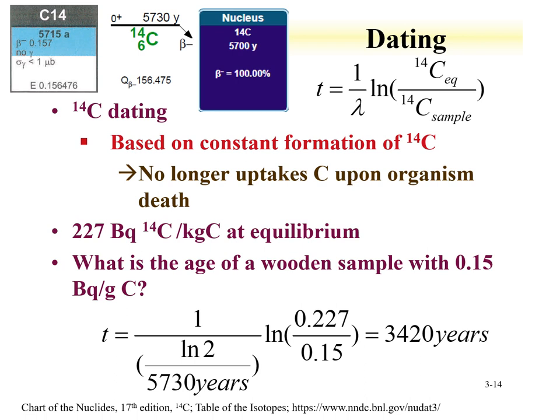Let's rearrange these equations and we get the natural log of 0.227 divided by 0.15, and we get 3,420 years. So carbon-14, with a 5,000-year half-life, is reasonable for doing carbon dating on that order, so thousands of years. There's actually another way that you can do carbon dating as opposed to looking at the radioactive decay. You can use a mass spec and count the number of carbon-14 atoms in a carbon sample.